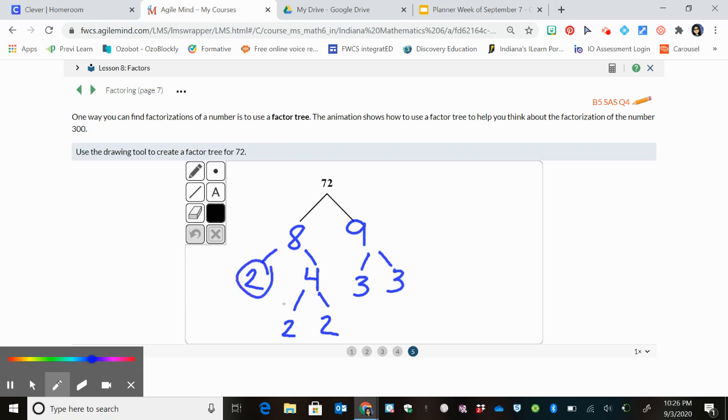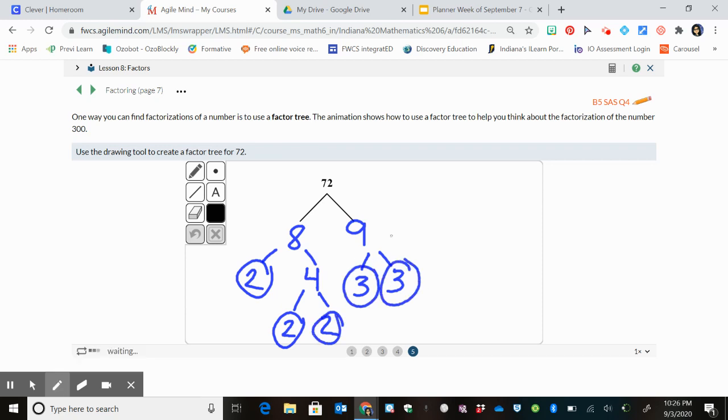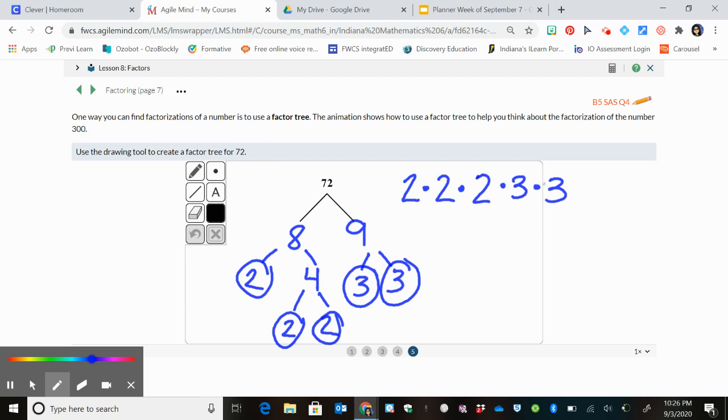So I'm going to circle all my prime numbers at the end of my tree. And then I'm going to make my sentence. I see 2 three times, so 2 times 2 times 2. And then I'm going to do my 3s, times 3 times 3. Then I'm going to condense it using exponents. I have 2 to the power of 3 times 3 to the power of 2.